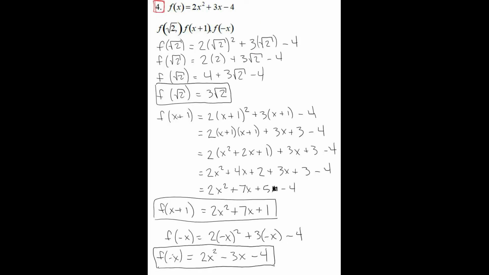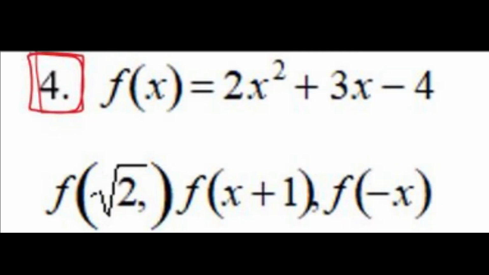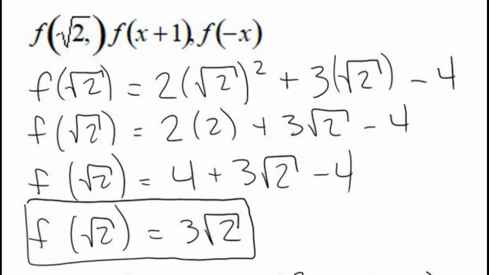Okay, let's look at number 4. So number 4 is pretty much the same thing, but this one is a little bit different format. So they give us a quadratic and they tell us that's our x, and they want us to plug in each of these things. So the first thing we're plugging in is a square root of 2. So we plug in square root of 2 everywhere we see an x.